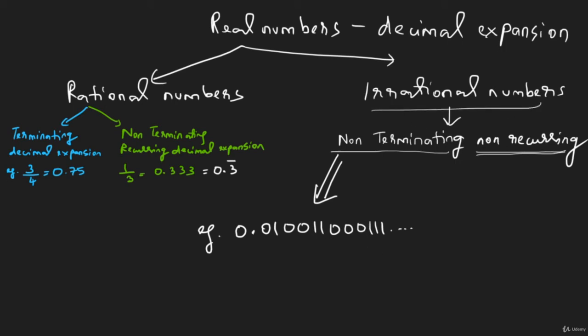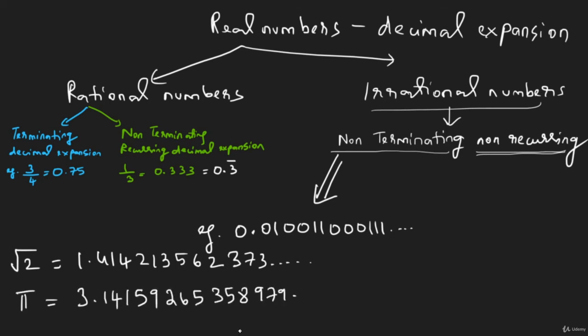Let's take a few more examples. Say you take root 2. The decimal expansion of root 2 is this one over here. You can see that there is no repeating set of digits, and it does not end. Similarly, the decimal expansion of pi is this one. It's 3.14159, etc. You can see there is no set of digits that gets repeated again and again in the decimal places, and it does not terminate.